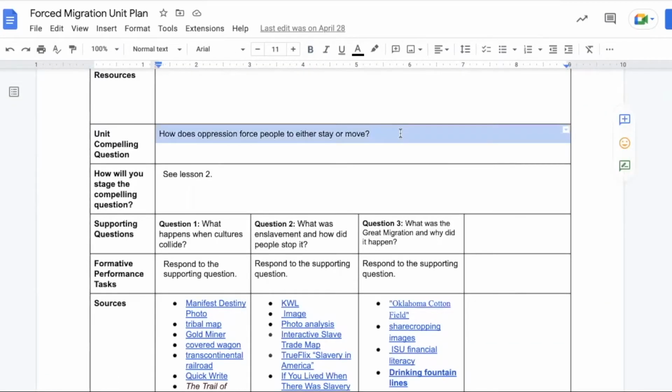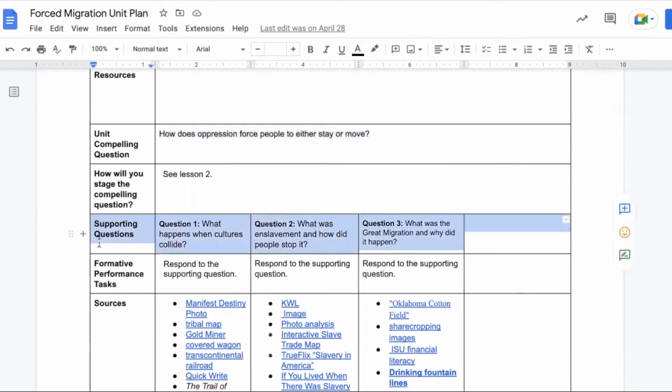Our compelling question is, how does oppression force people to either stay or move? Then we have 3 supporting questions. What happens when cultures collide? What was enslavement and how did people stop it? And what was the Great Migration and why did it happen?